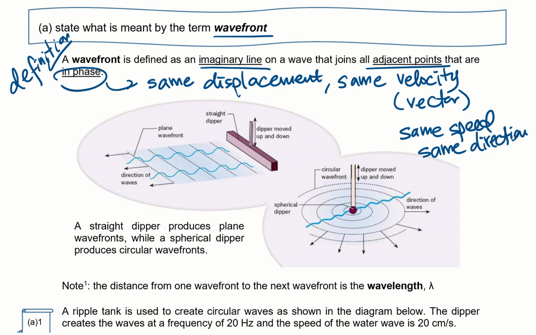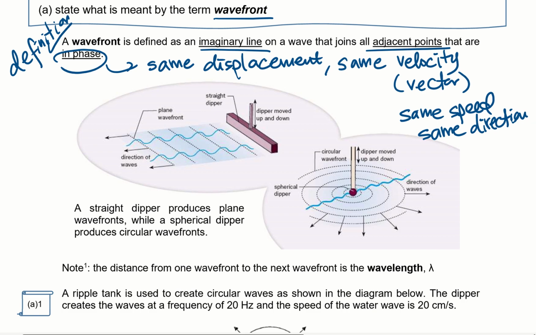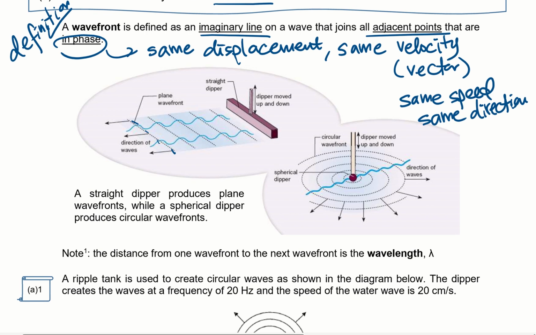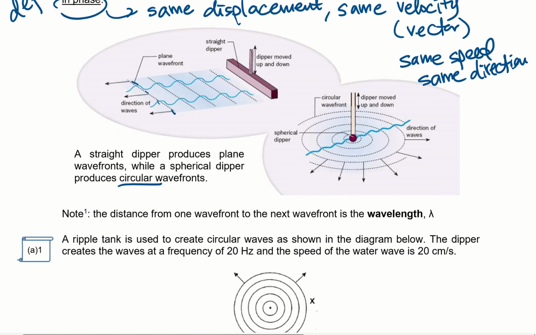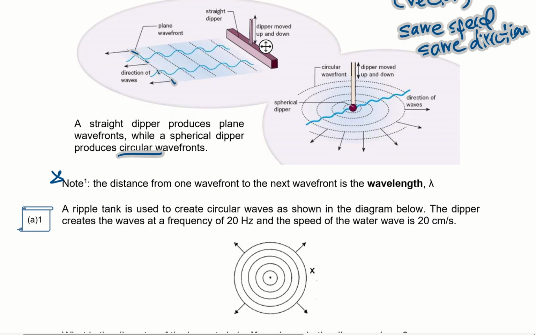Okay, so a straight dipole will produce plane wavefronts. Plane just means straight. While a spherical dipole will produce circular wavefronts. This is more common when you throw a rock into a pond. Now, this is important. The distance from one wavefront to the next wavefront is the wavelength.